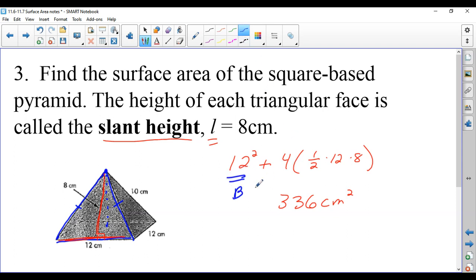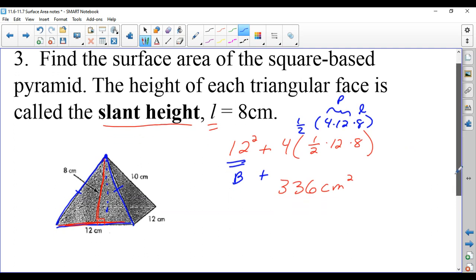This first part is the base area. And then the second part, I'm going to rearrange these terms. This could also be written as 1/2 times 4 times 12 times 8. If I change the order, just switch the 4 and the 1/2, 4 times 12 is the perimeter of the base. 8 is the slant height of the pyramid. So what I have here is 1/2 the perimeter of the base times the slant height.